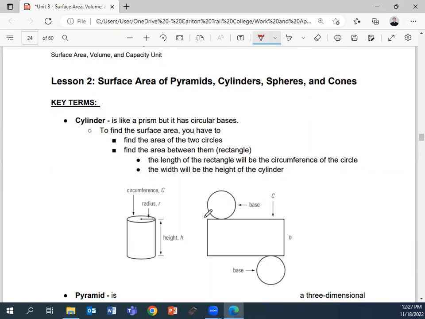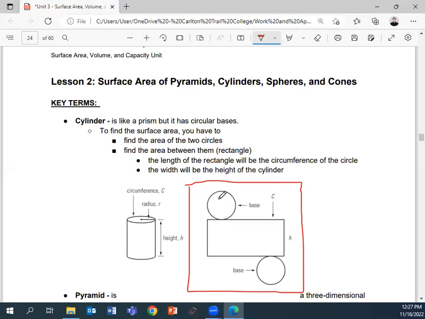So if you remember, we talked about the nets of things. This is the net of a cylinder right here. You have the top part of the can, the bottom part of the can, and then the circular part of the can. Remember, it's just a rectangle that's rolled up, right? You take a piece of paper, it goes from a rectangle to a cylinder.